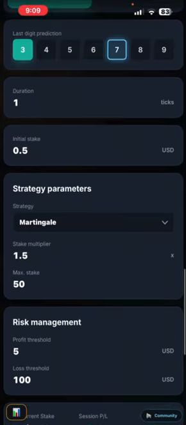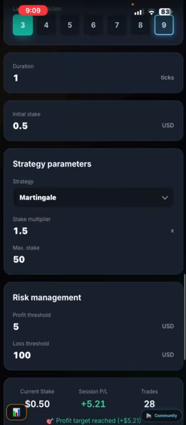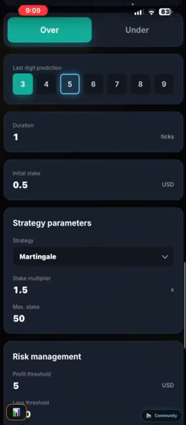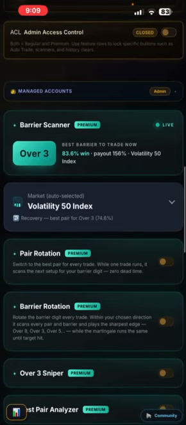So yeah, that is it. Use the settings I showed again. These settings are for small accounts. Over 3.